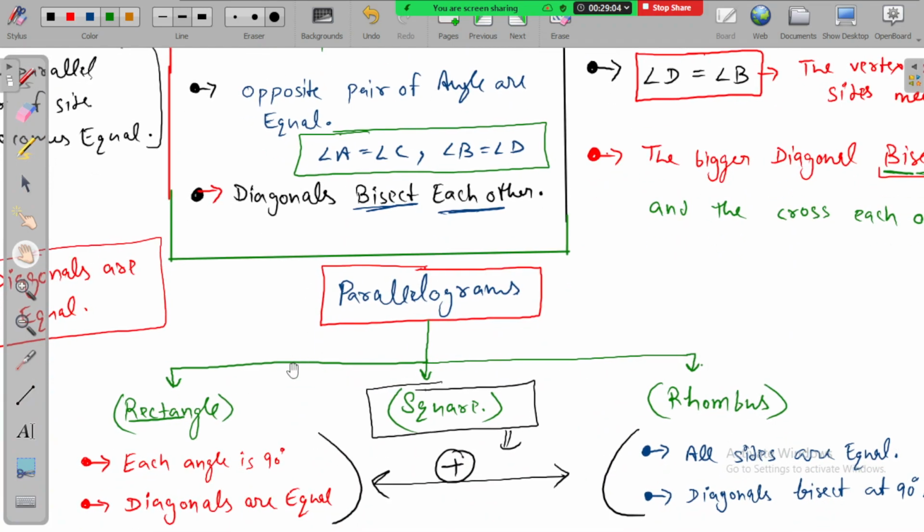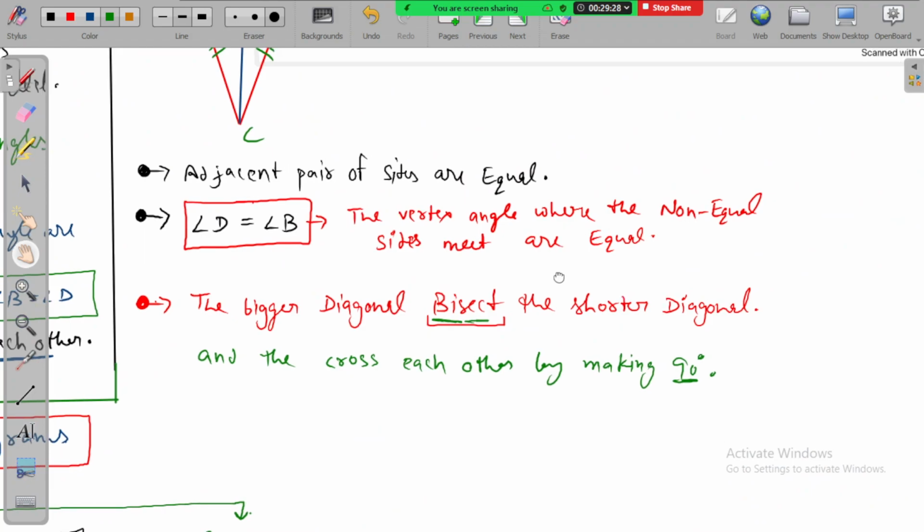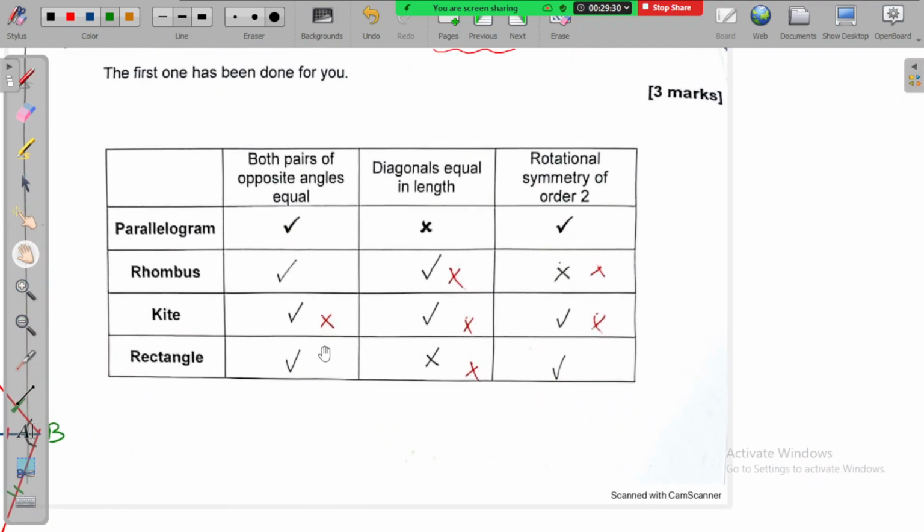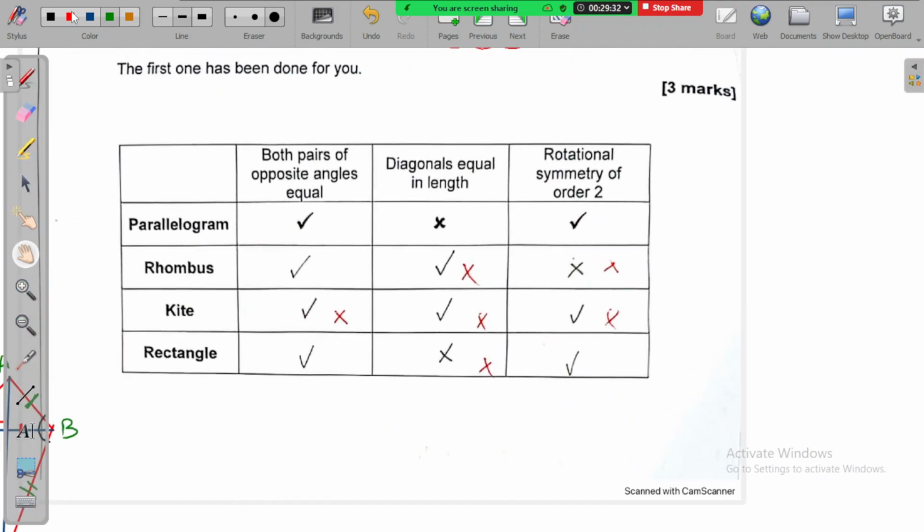Now, if you divide the parallelogram family, then you have rectangle, square, and rhombus. So, rectangle has two additional properties from parallelogram, and rhombus also has two additional properties as compared to parallelogram. And then, if you mix up those two and two properties of rectangle and rhombus, you will get a square. Is it clear? So now we can do that question in which you are having a doubt. Let's see that. Let's read out the property.